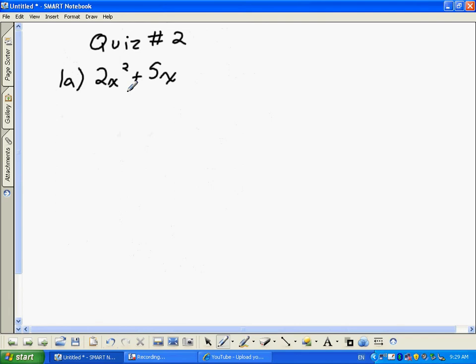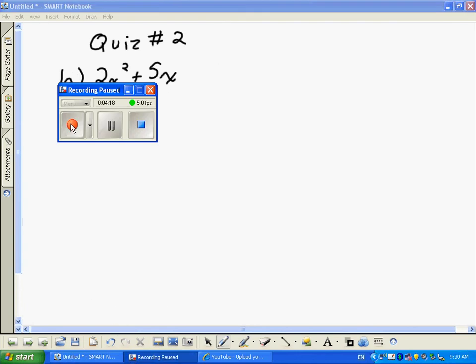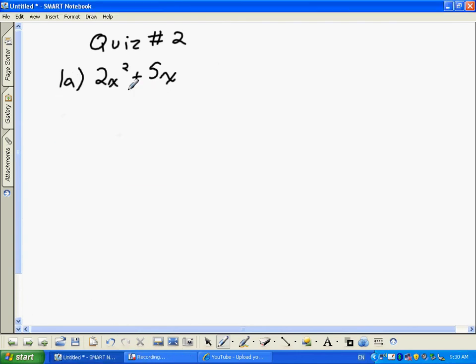Okay, so this question says to factor. We've learned quite a few ways of factoring. We have common factoring, we have our special cases, and we had our quadratic factoring. We end up with 2 brackets. So I look at this.